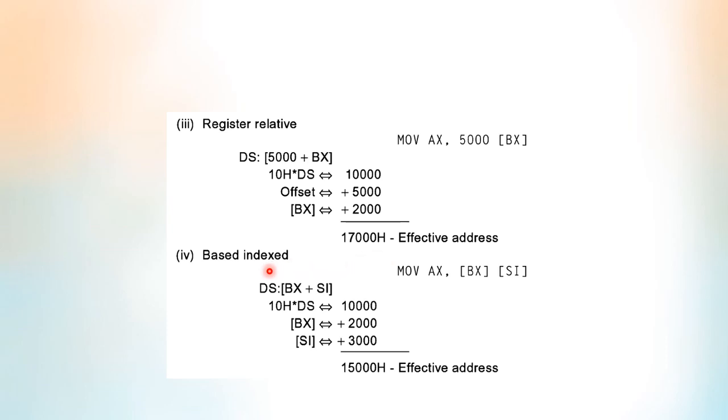Next one is based indexed addressing mode. Example is move AX, BX SI. So what we have to do is calculate 10H into DS, or shift the DS register to left by 4 bits, and add the content of BX and the content of SI, and we get 15,000H as the effective address. The value at 15,000H should be copied to the register AX.